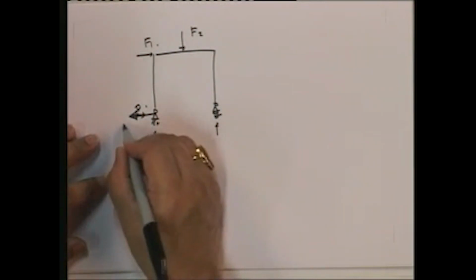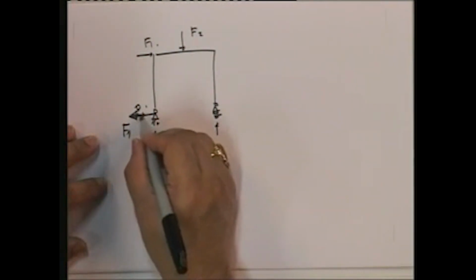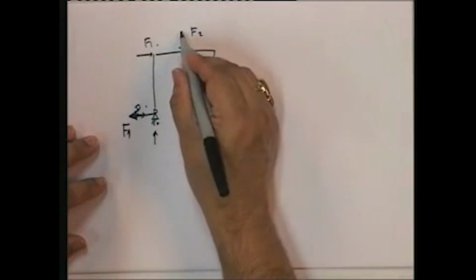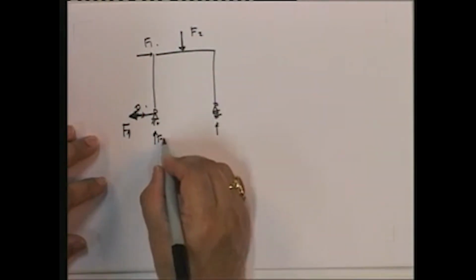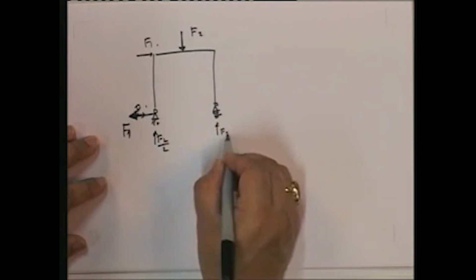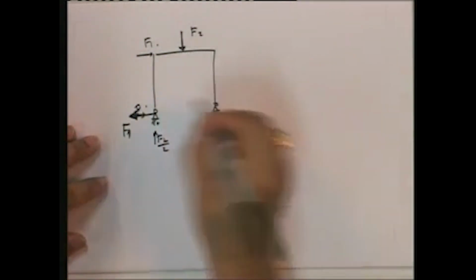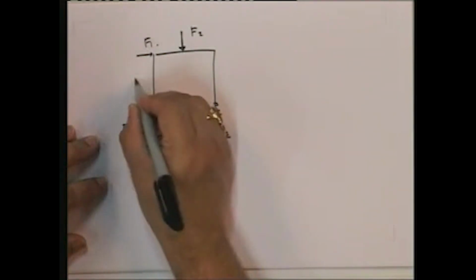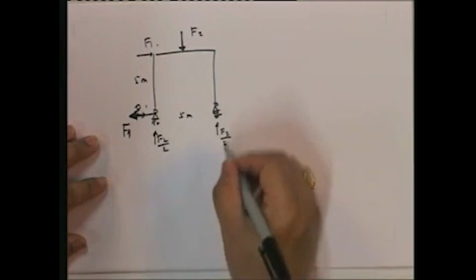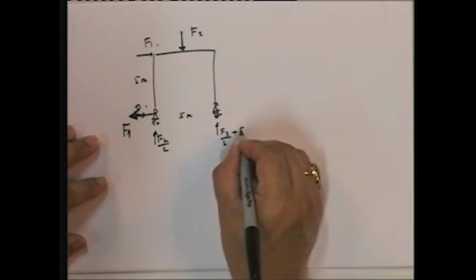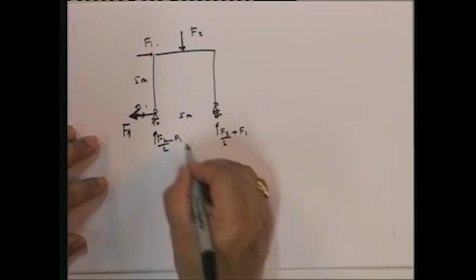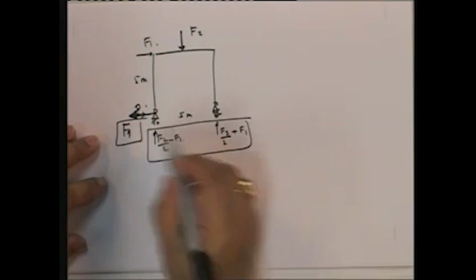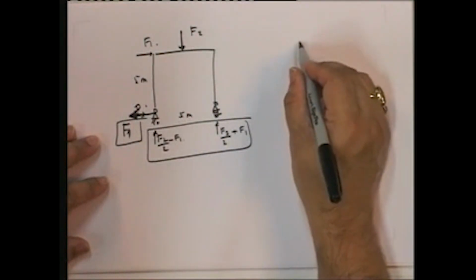This reaction, sigma Fx, is going to be equal to F1, and due to this load the reactions are going to be F2 by 2, F2 by 2. And due to F1, let's say that this is 5 meters and so is this, so then this will become plus F1 and this will become minus F1. These are the reactions. And so the bending moment diagram, how will it look?